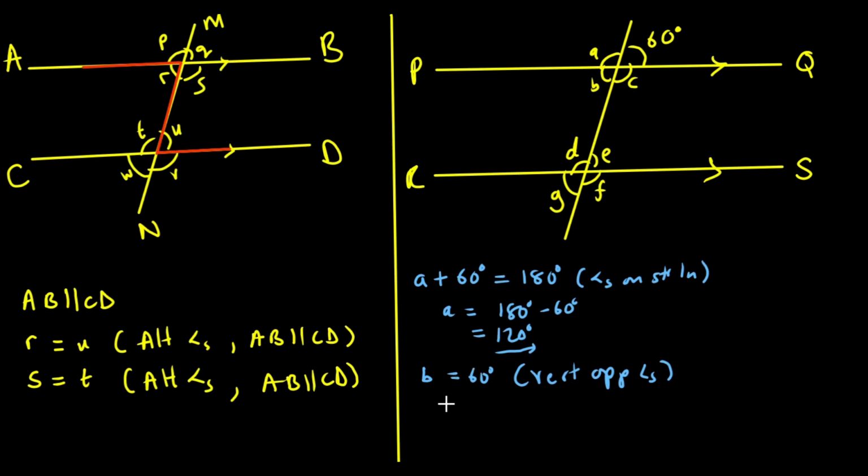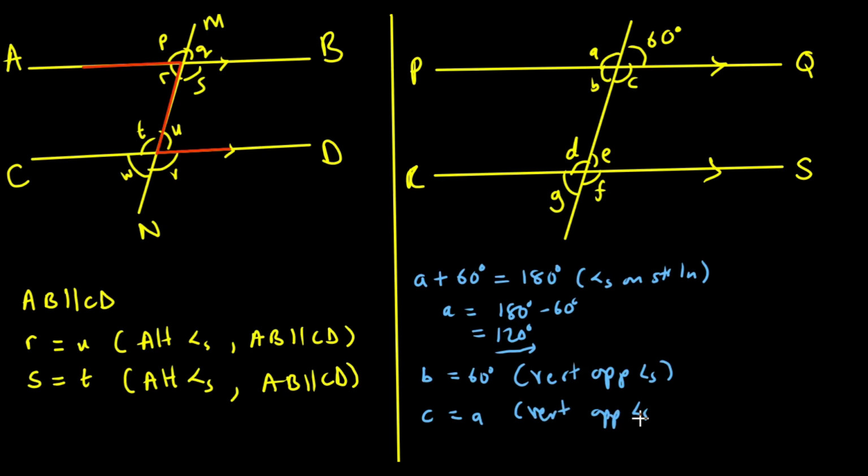How about C? C is equal to A, so I'm not going to spend much of my time calculating that, because C and A are vertically opposite angles. Yes, I could relate to this original and still say that C plus 60 degrees is equal to 180 degrees, but I've already done that. So C is equal to A. Why is that? It's because they are vertically opposite angles.